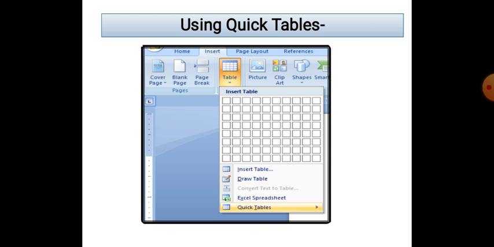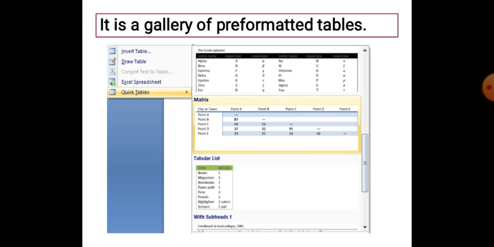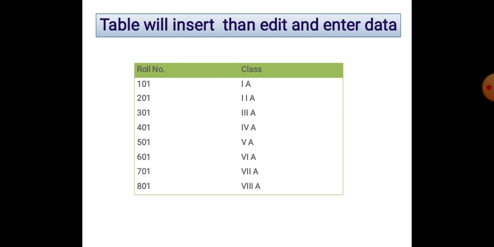The next method is the Quick Tables option. We click on the Quick Tables option. And what is it, children? Quick Tables gives us a gallery of pre-formatted tables. Tables are already made, contents are there, and the tables are formatted. We only have to select the table we would like to enter in our document. Once we select it, as I have selected in this picture, the table will be inserted and then we can edit our table and enter our own data.